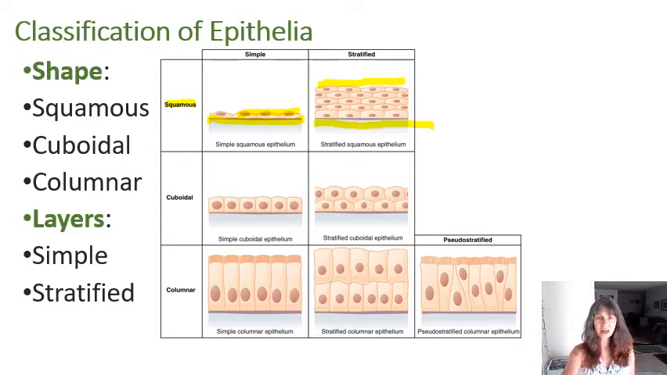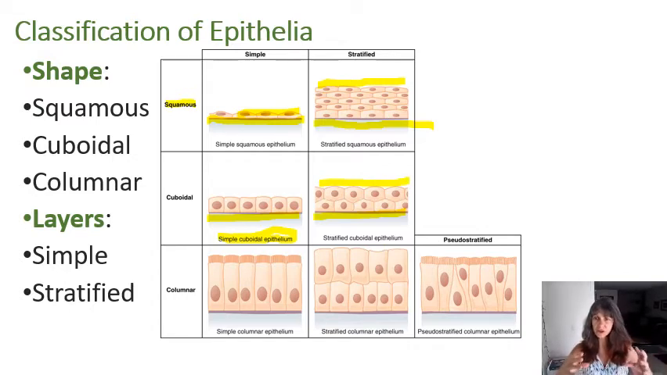If the cells above the basement membrane are only, again, in one layer and they are cube-shaped, we refer to that as simple cuboidal epithelium. If we have more than one layer of cells above the basement membrane and they are cube-shaped even at the apical surface, because we're always looking at that apical surface to determine the shape of the cells, then we refer to that as stratified cuboidal epithelium.